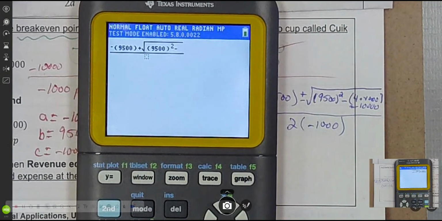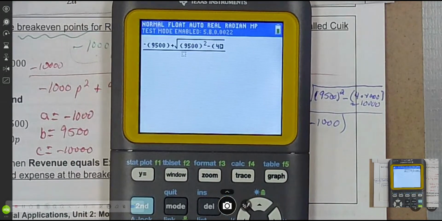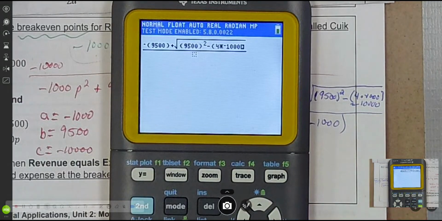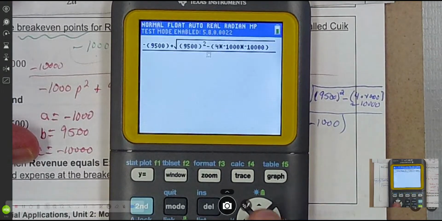Now I'm going to minus, and I recommend putting in parentheses here. I know Mr. Robinson doesn't do it this way. It's just the way I like to do it because it keeps everything nice and neat for me. Times negative 1,000. And I ran out of space on mine, remember? But I have to remember there's also a times a C, which is negative 10,000. Close the parentheses. That is my top.